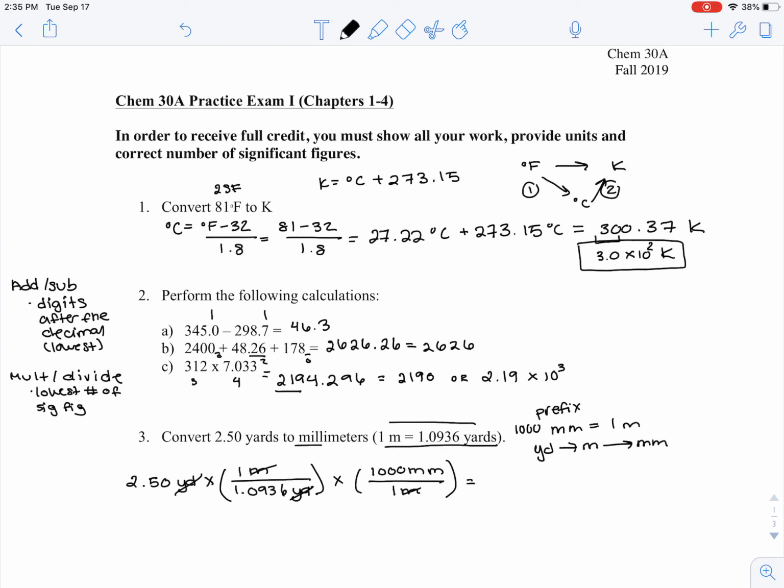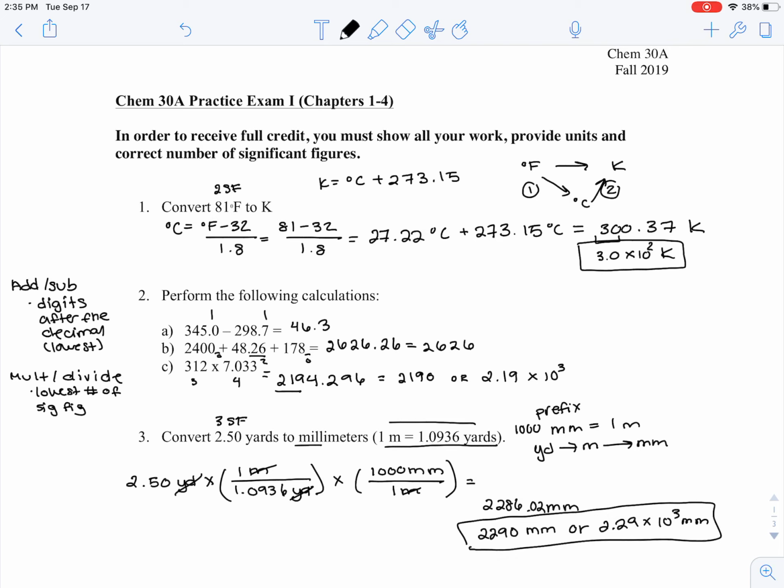You're left with millimeters. And if you plug that in, you will get 2.50 divided by 1.0936 times 1,000, which is 2,286.02. Now I want 3 sig figs, so I would say 2,290 millimeters, or 2.29 times 10 to the third millimeters. And then I would get my answer that way.